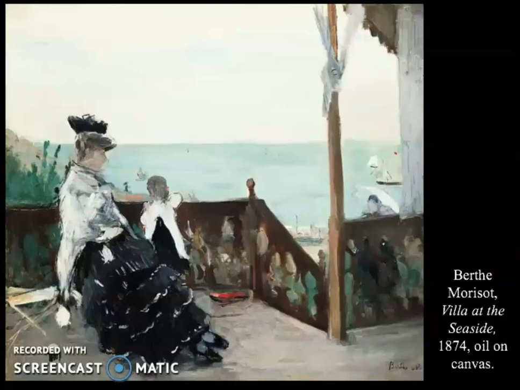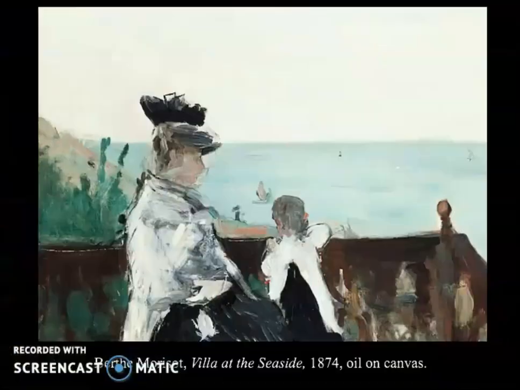And it's this very bourgeois scene, and you can tell how wealthy these women are, or this woman in particular, because she's not at the beach, she's just looking at the beach. She's on vacation, but she has respectability, so she can't go out and get dirty on the beach. So here is her daughter playfully standing on this porch at the villa at the seaside.